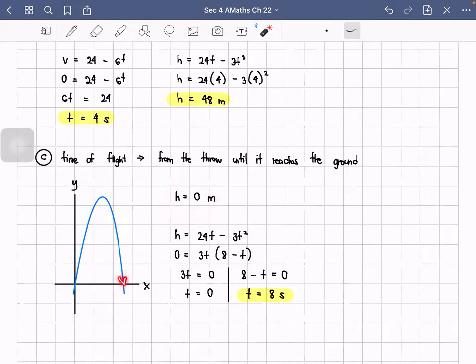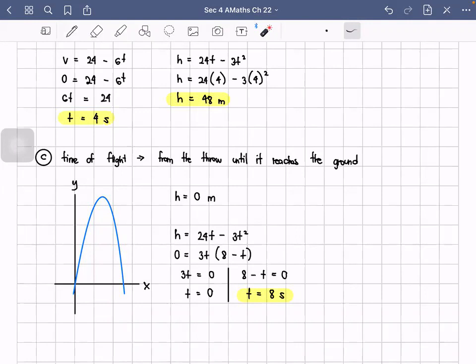So 0 = 3t(8 - t). I just factored out 3t from this expression. Doing so, 3t = 0 and 8 - t = 0. So I have two answers here, 0 and 8. Of course, we reject 0 because 0 is where it started. It took the stone 8 seconds until it went back to the ground. So that's your answer for letter C, 8 seconds, the time of flight of the stone.